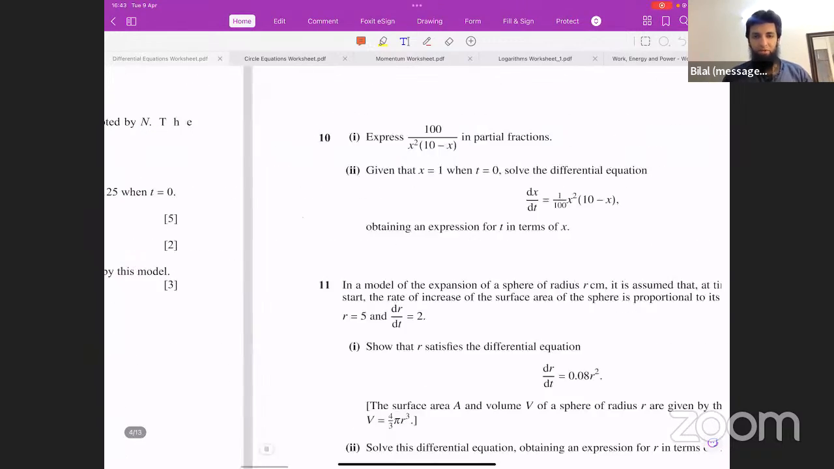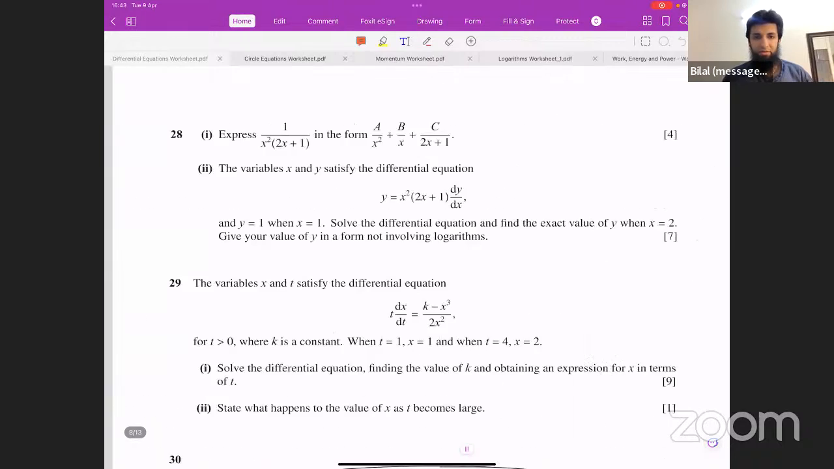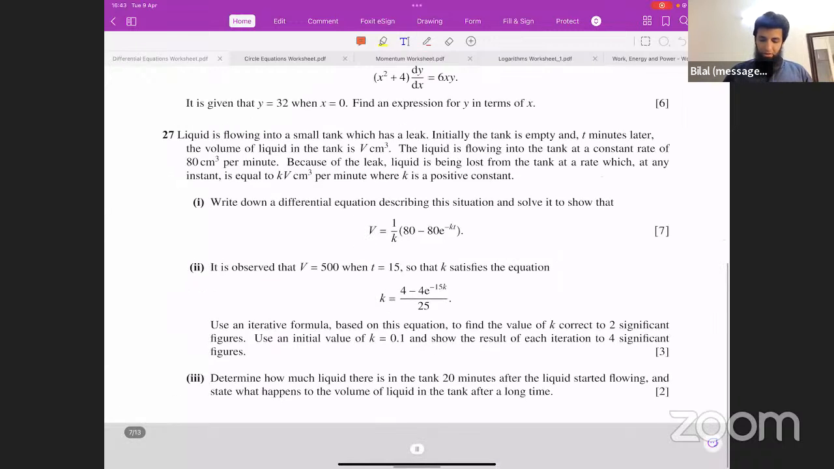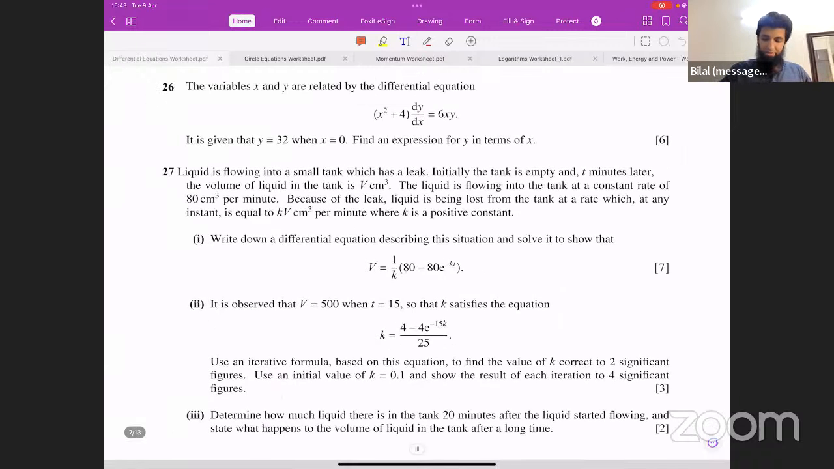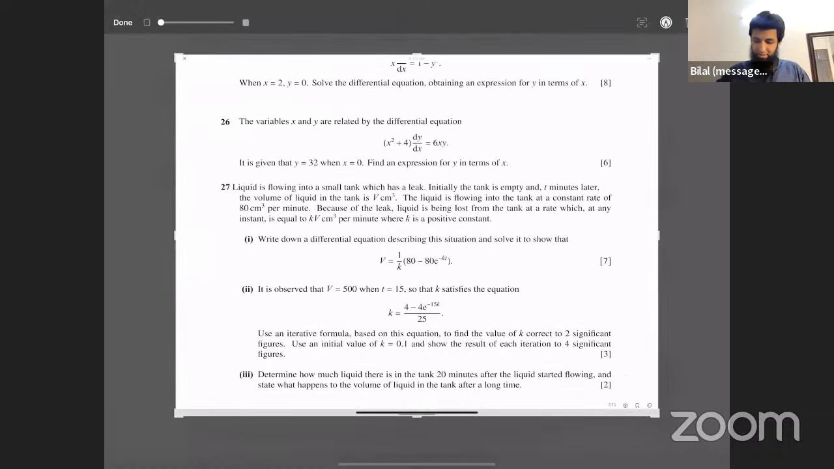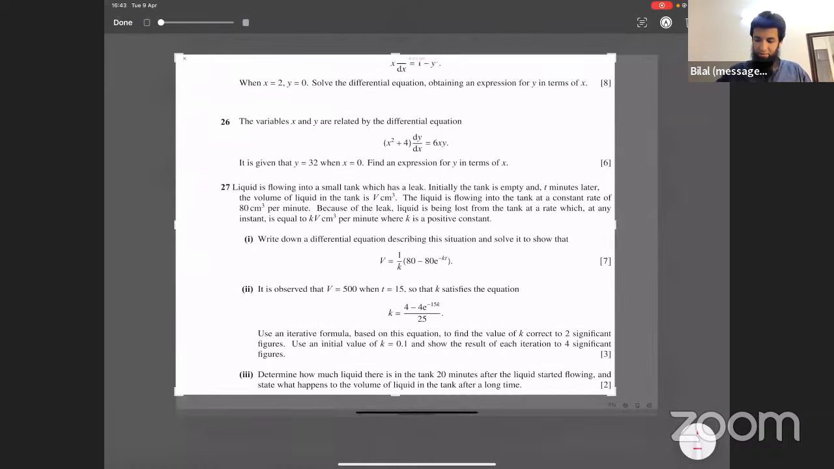Okay, let's do this once then. So question number 27, Amna is asking about this. Let's try this. Okay, question number 27 from the worksheet. Now this looks like a relatively complicated one. Let's try this.